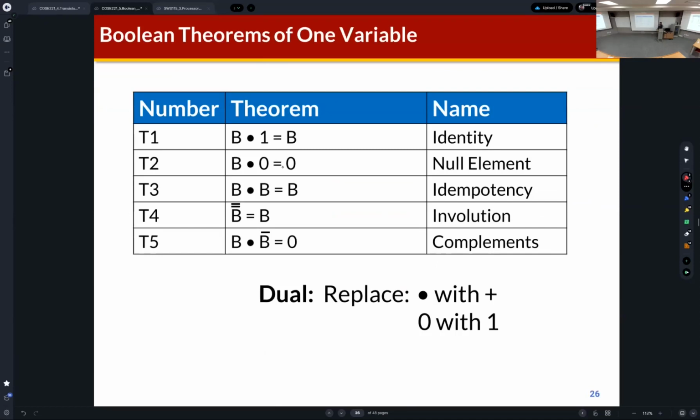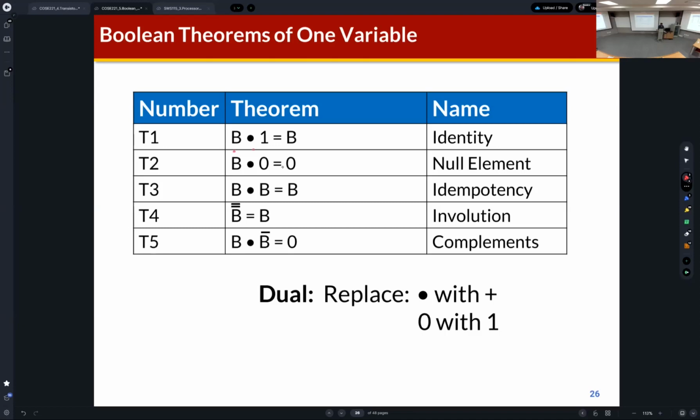Okay, and then let's think about some theorems of Boolean algebra. Actually, these theorems are also very simple. I believe we don't need to prove them. Okay, so these are theorem numbers, and these are theorems. Then let's see some theorems of Boolean algebra.